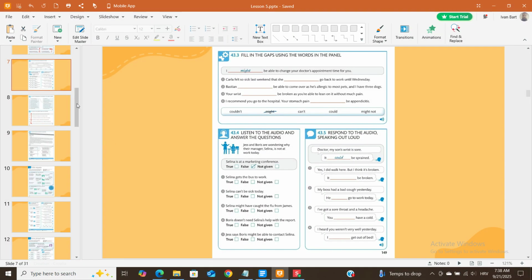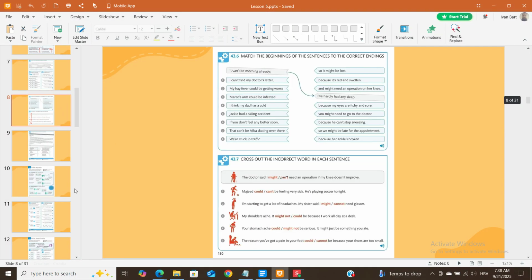149. 150. 43.6. Match the beginnings of the sentences to the correct endings. It can't be morning already. I can't find my doctor's letter. My hay fever could be getting worse. Marco's arm could be infected. I think my dad has a cold. Jackie had a skiing accident. If you don't feel any better soon. That can't be Ailsha skating over there.